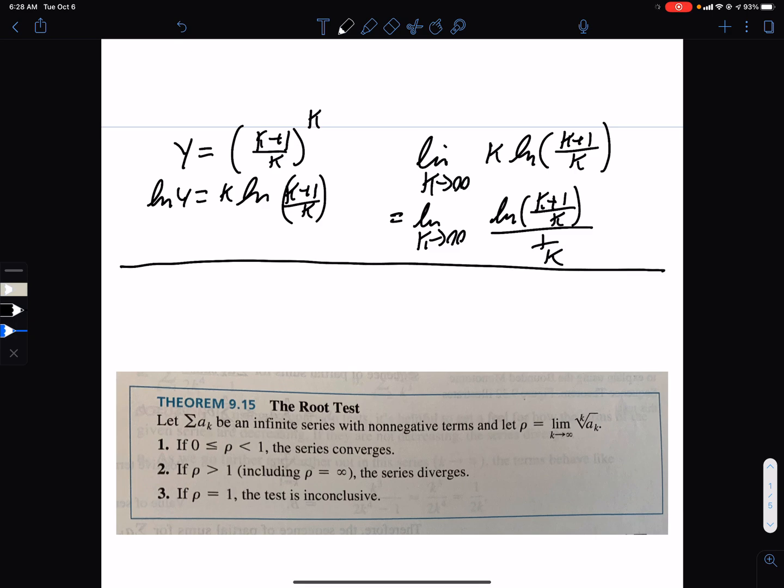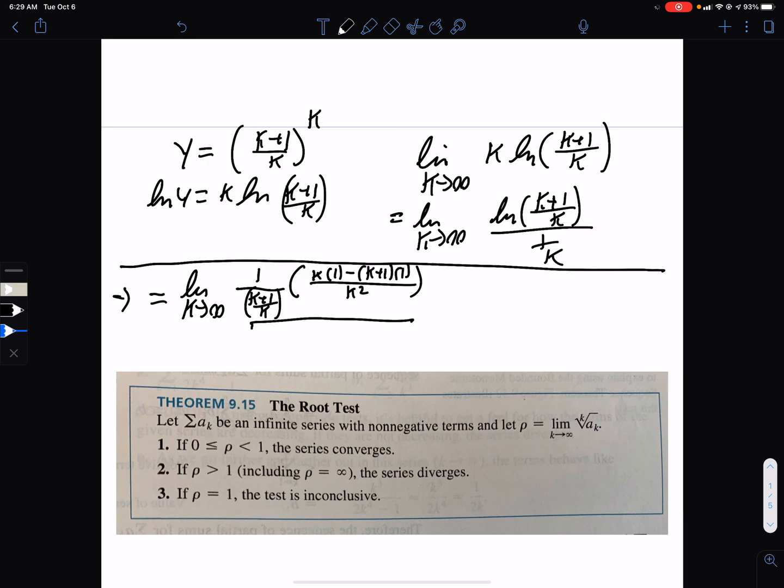I need so much more room. I'm going to continue right here. So since it is L'Hopital's, I take the derivative of the top and the bottom. On top, it's ln of box. The derivative of ln of box is 1 over box times the derivative of box. But the derivative of box is going to be low d high minus high d low over low squared. And so that's the derivative of the top. The derivative of the bottom, that's k to the negative 1, so it's negative 1 times k to the negative 2.